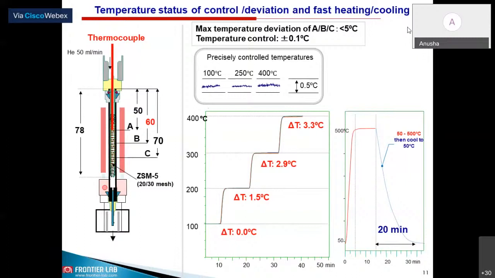This is how the rapid heating and cooling feature makes the catalyst reaction tube changeover simple, quick and easy after each catalyst has been evaluated. As I told you, no hard process or time-consuming process is involved. Rapid heating and cooling always takes place. Even from 50 to 500 degrees, it takes hardly 5 or 10 minutes. That's it.